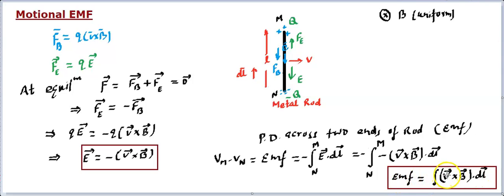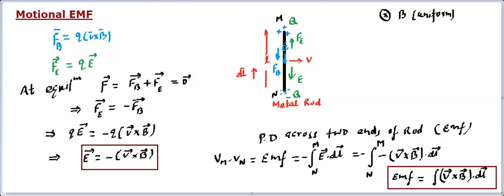Some of the rules you must be remembering: if all the three vectors are in the same plane, it becomes 0. That means if the L vector, V vector and B vector are coplanar, then EMF will not be induced. And similarly, if any two vectors become parallel, then it will again become 0. It will not be non-zero. So this is a formula which we can use, and this formula is called motional EMF, right? And this can be simplified.